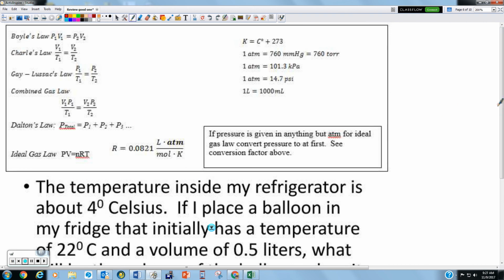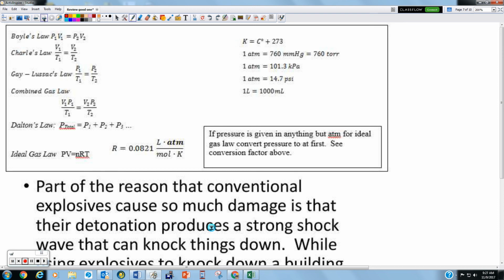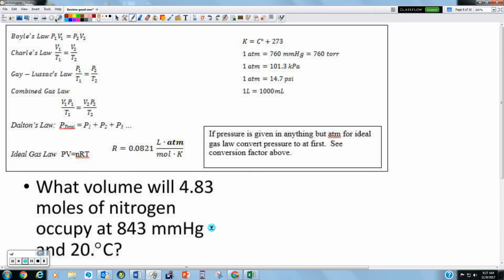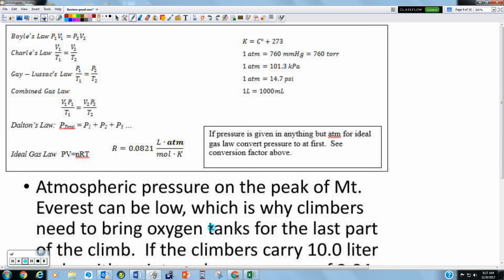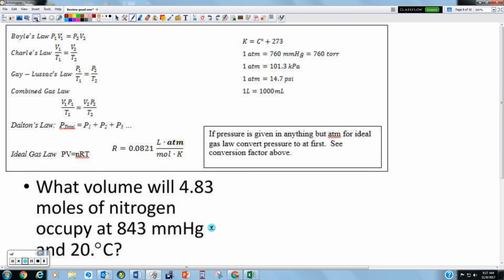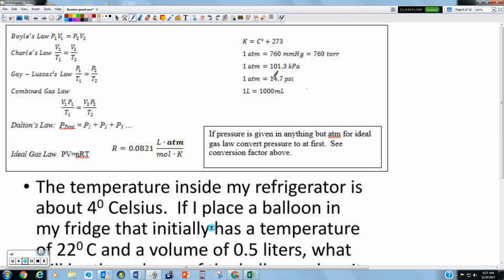All right, let me make sure of how many we have left. I think we only have, oh wow, we got 3 left. 4 left. I did that many? Wow. Yeah.